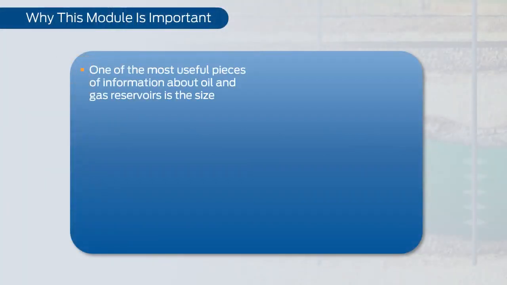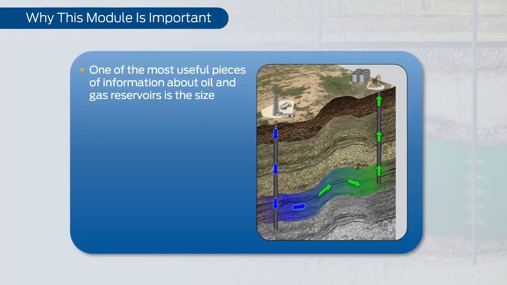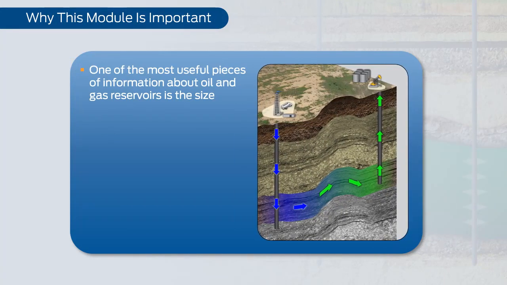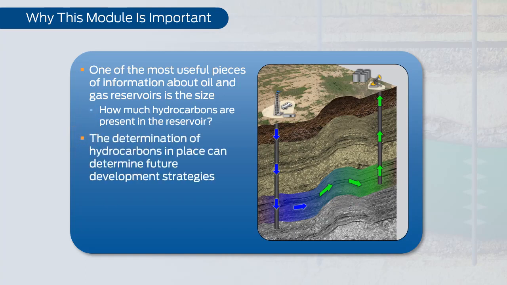One of the most useful pieces of information about oil and gas reservoirs is the size of the prize, how much hydrocarbons are present in the reservoir. The determination of hydrocarbons in place can determine future development strategies, as well as provide an estimate of remaining hydrocarbons that can be produced. In the absence of production data, volumetric analysis can provide initial hydrocarbons in place.